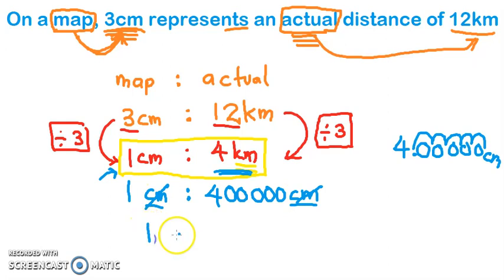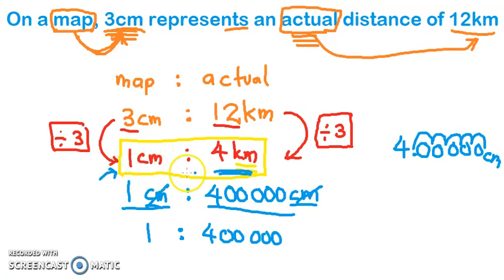Okay, so now that I have both sides in cm, I can cancel both sides, and I'll get the form of 1 ratio n, which is 1 ratio 400 thousand. Okay, human beings can actually write this on the map: 1 cm represents 400,000 cm, or even simpler, 1 cm represents 4 kilometers.